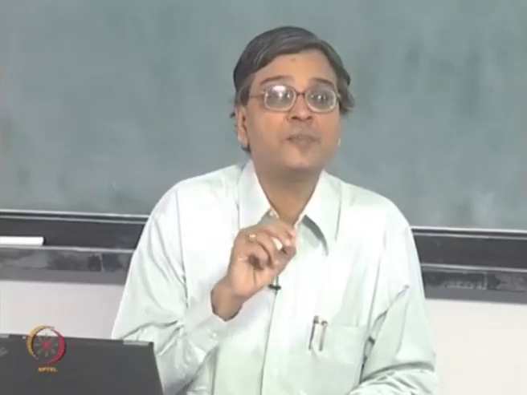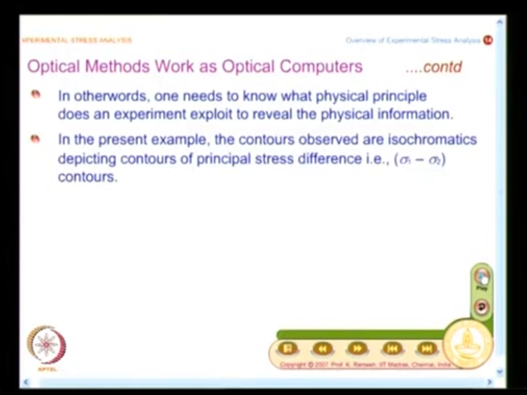So, physics is very important in understanding and interpreting the results given by an experimental technique. If you do not know the physics, you will not be able to interpret the fringe patterns, and that is what is summarized here. One needs to know what physical principle an experiment exploits to reveal the physical information. In fact, the purpose of this course is to get into the physics of the problem and understand for yourself completely how this physics is exploited, and what I see is this contour.